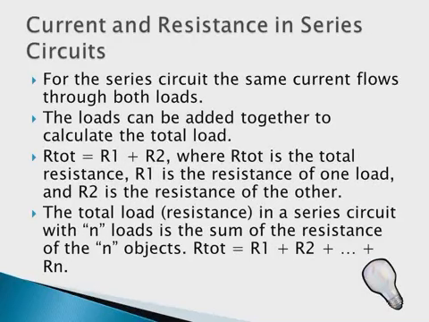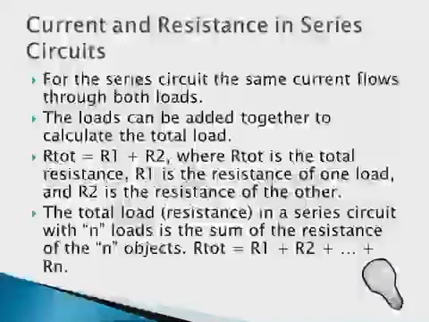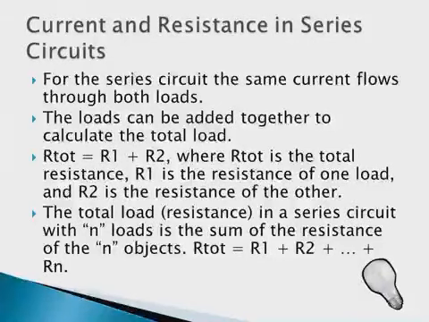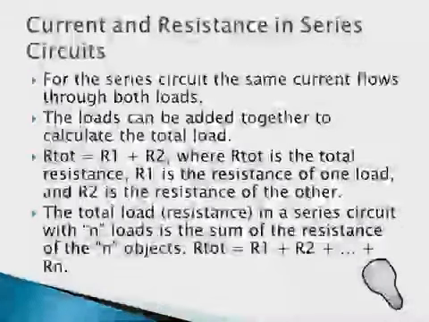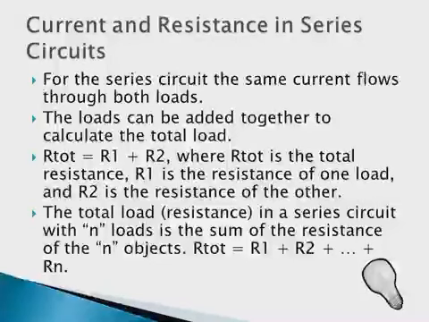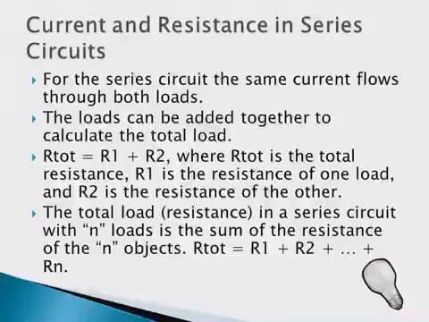Current and resistance in the series circuit. In a series circuit, the same current flows through all over the circuit, and all the resistances are directly added. So total resistance is the resistance of the first and the resistance of the second and so on. There are different types of resistances which can be connected one end to other end. So total resistance we can calculate: R1 plus R2 plus R3 and so on.